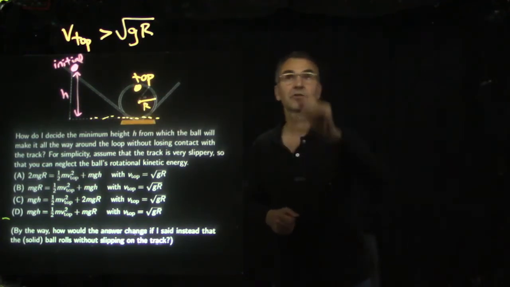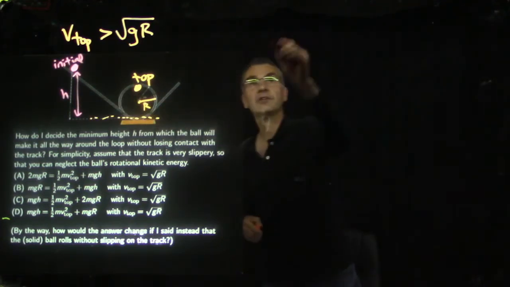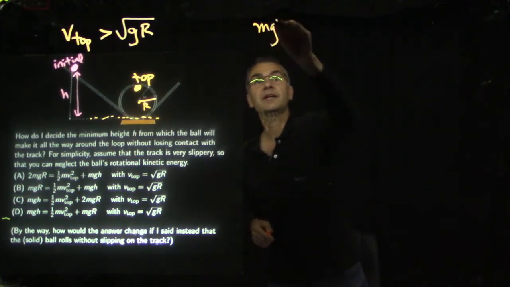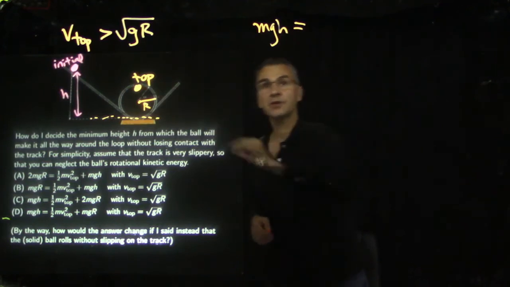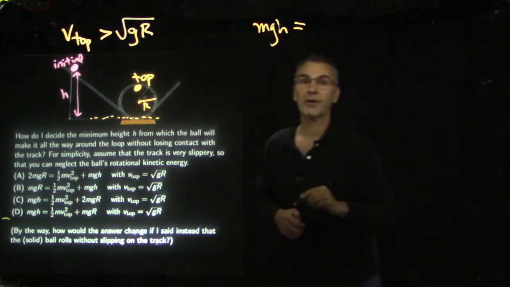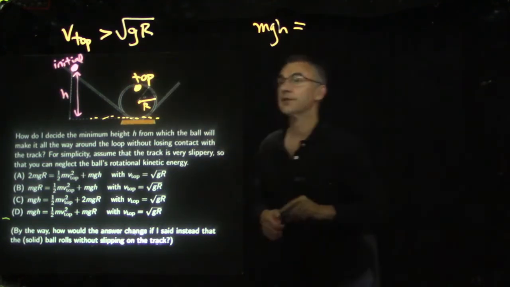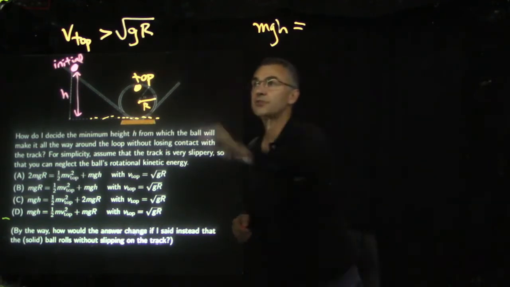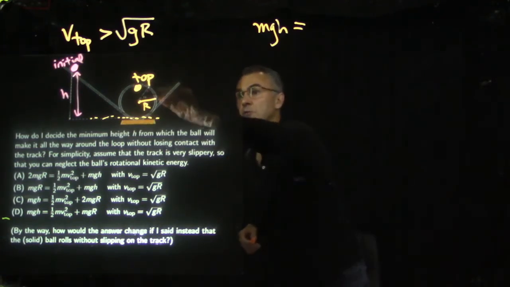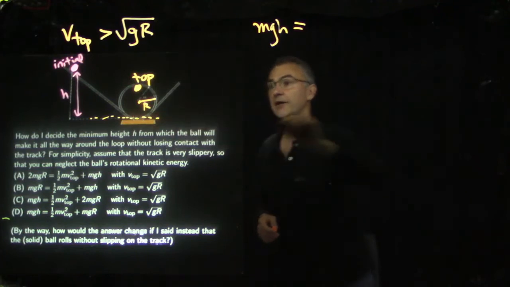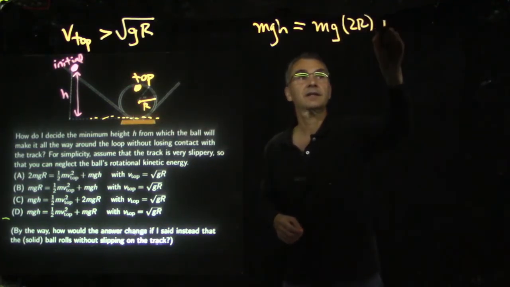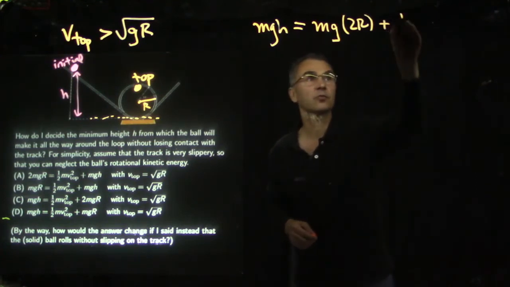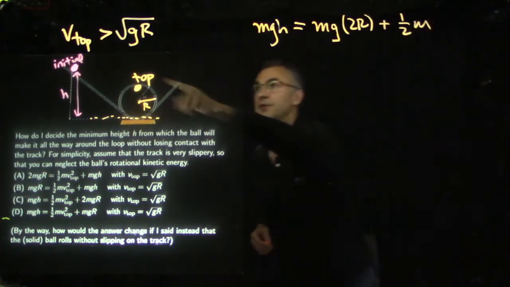So our initial energy when we're at rest at the top is mgh. That's all gravitational potential energy. And then at this critical point where we care about having at least a speed whose magnitude is at least the square root of gr, well, where are we? We're 2r above the bottom of the loop, so that's mg2r. And then we have some kinetic energy, so that's 1/2 m v top squared.